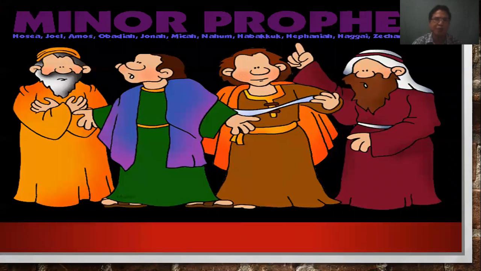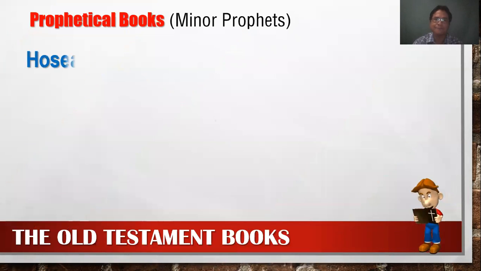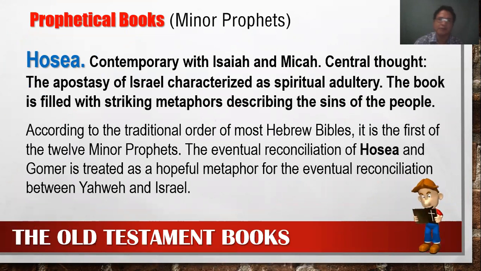That's the major prophets. Next are the minor prophets, from the book of Hosea to the book of Malachi. First, the book of Hosea. Hosea is a contemporary of Isaiah and Micah. Their central thought is about the apostasy of Israel, characterized as spiritual adultery. The book is filled with striking metaphors describing the sins of the people.